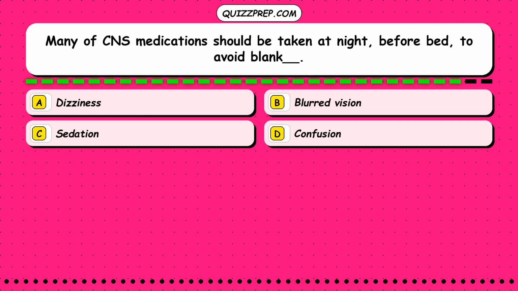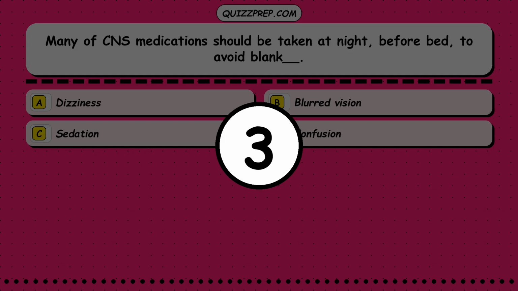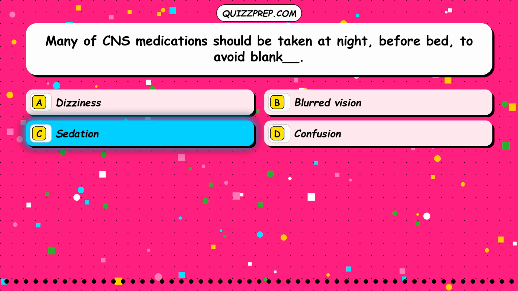Question 204. Many CNS medications should be taken at night, before bed, to avoid blank blank. Option A, dizziness. Option B, blurred vision. Option C, sedation. Option D, confusion. The correct answer is option C, sedation.